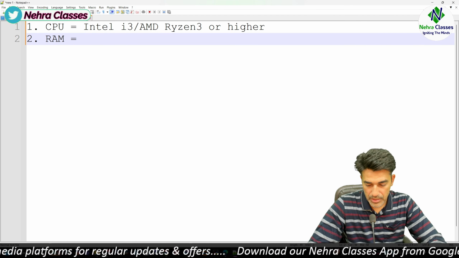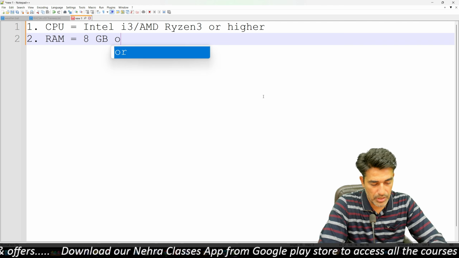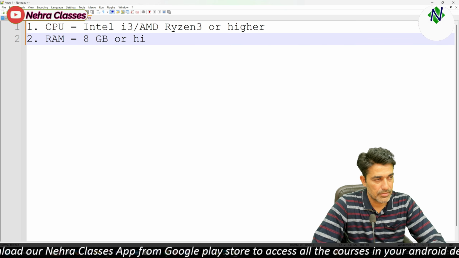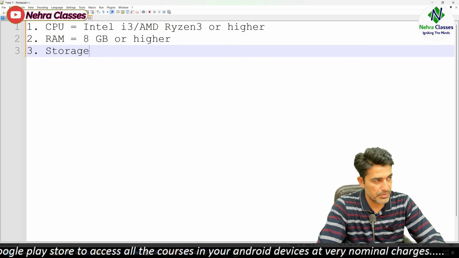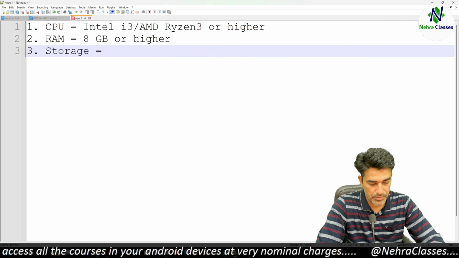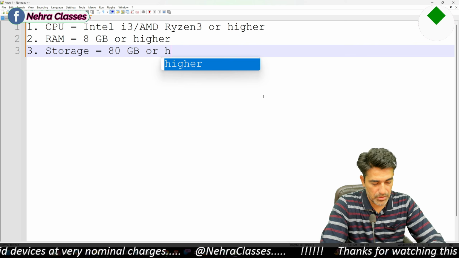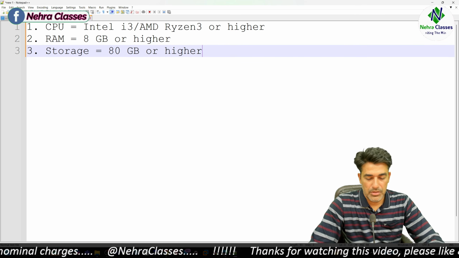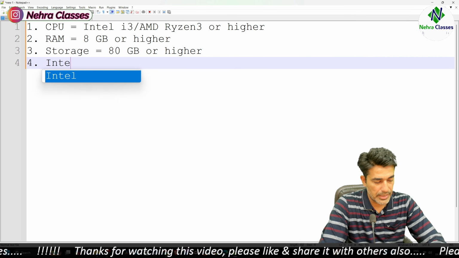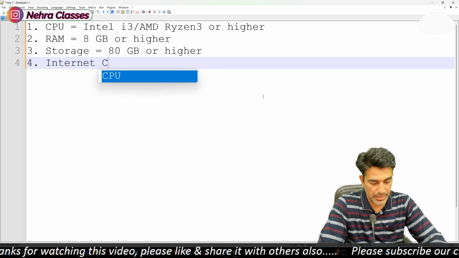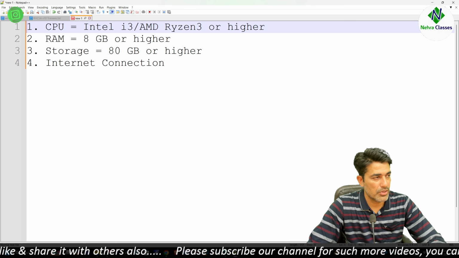RAM: 8 GB or higher. Storage: 80 GB or higher. An active internet connection. These are the requirements for this RHCSA training.